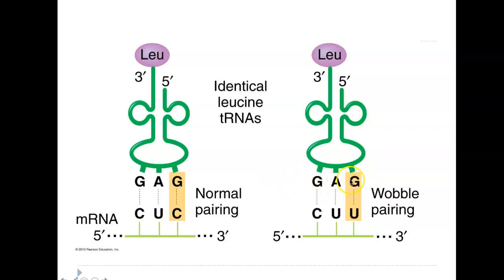It's like, yeah, it's GAG, it doesn't completely match CUU, but we're just going to go ahead and use this tRNA for efficiency purposes because CUU codes for leucine anyways. So might as well just let that tRNA bring in that amino acid. So that's called wobble pairing.